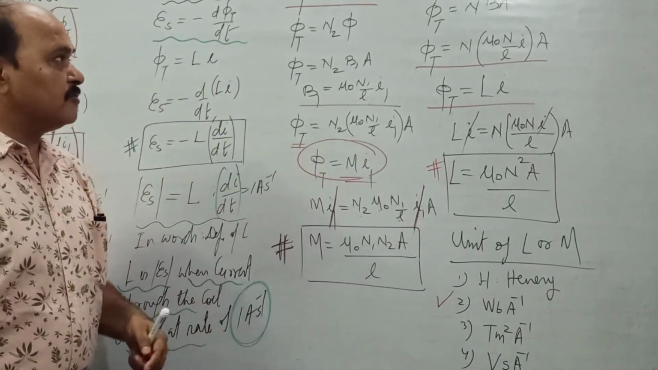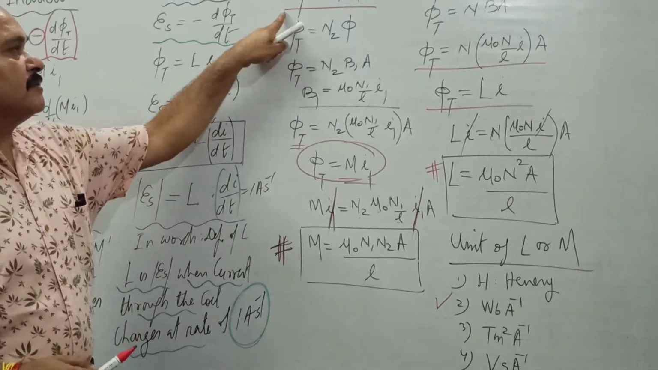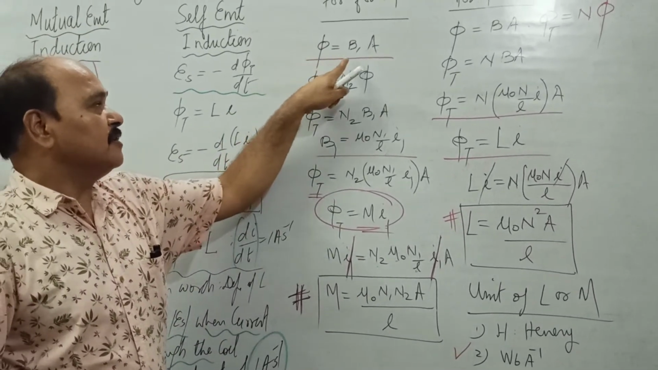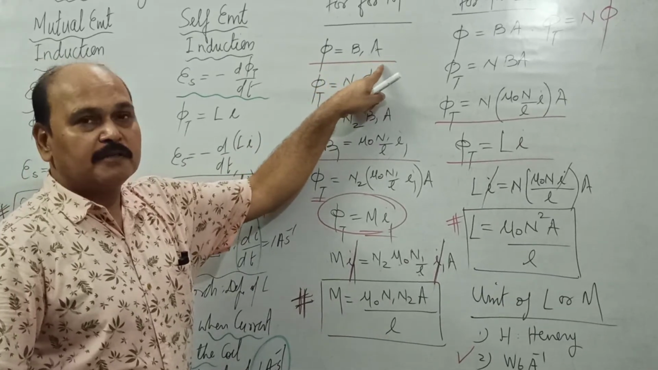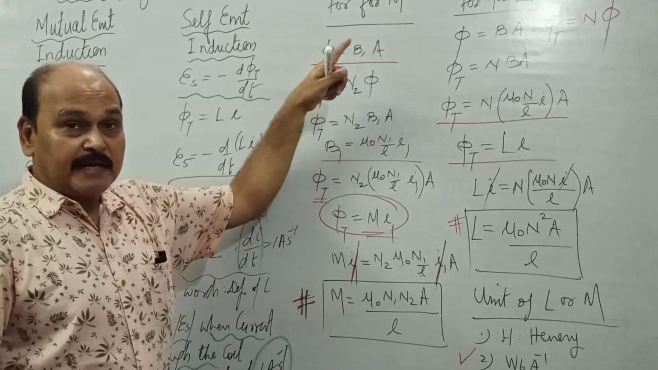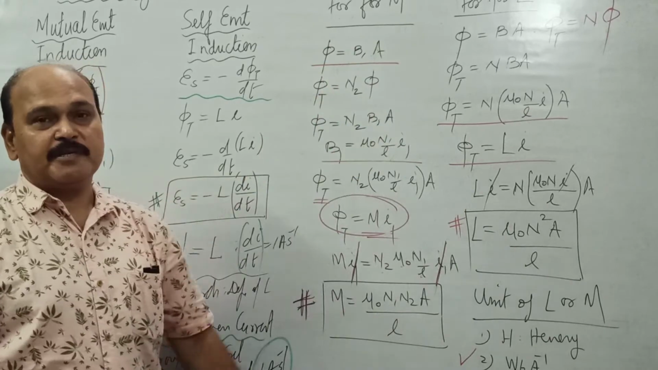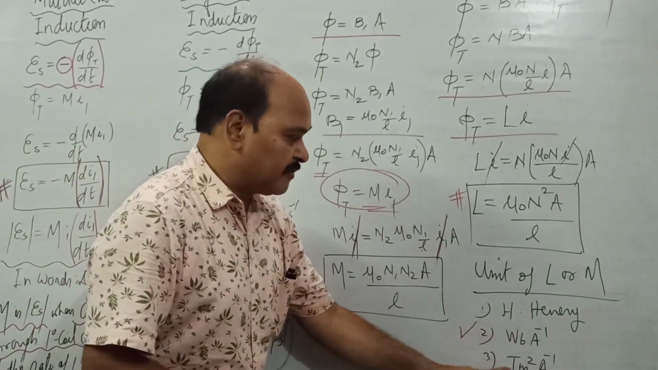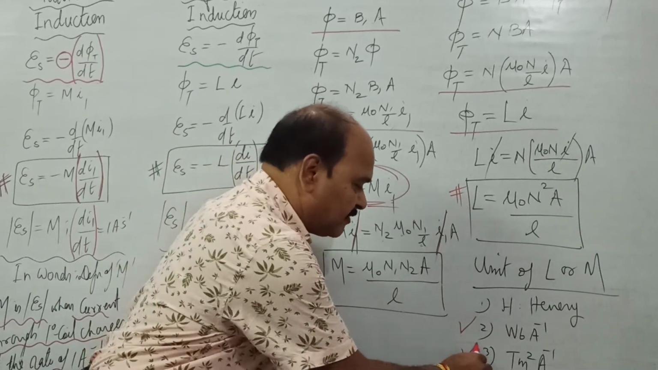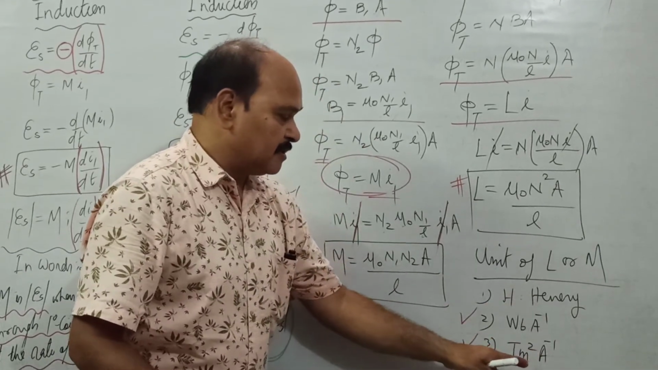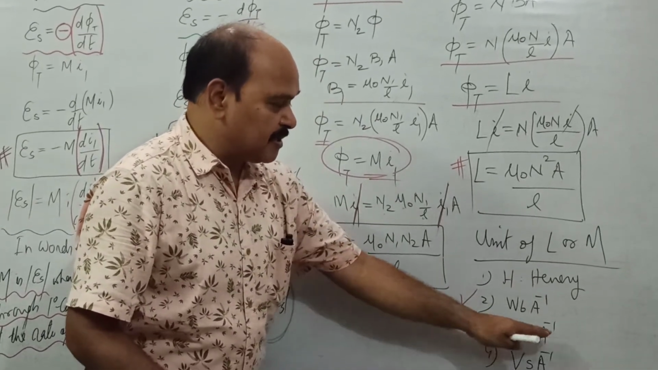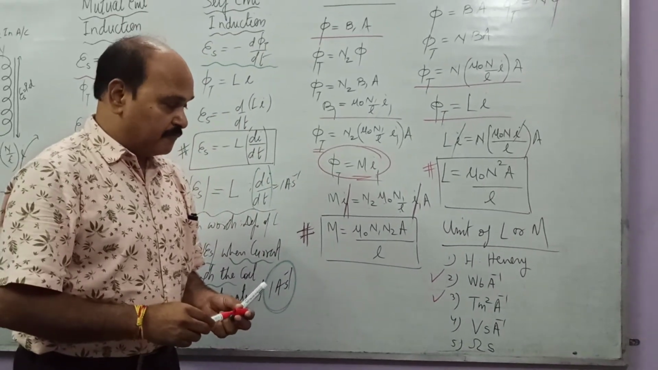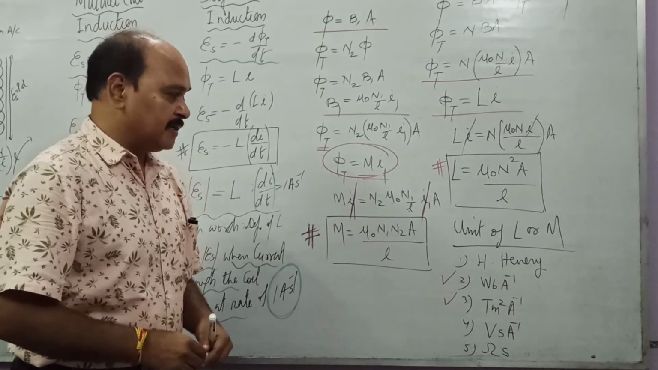The unit of flux of course is Weber, but that Weber can also be written as the unit of magnetic field into area. Magnetic field unit is what? Tesla, and area unit is meter square. So for Weber we can write Tesla meter square, and the unit is then written as Tesla meter square per ampere. This is the third form of the same unit, that is Henry.